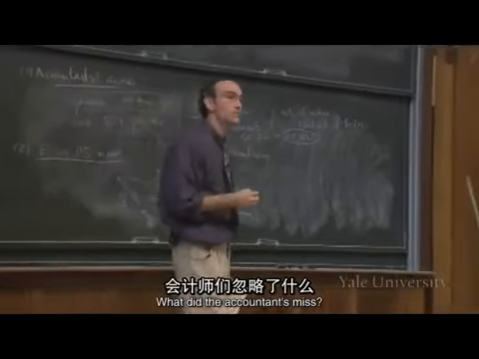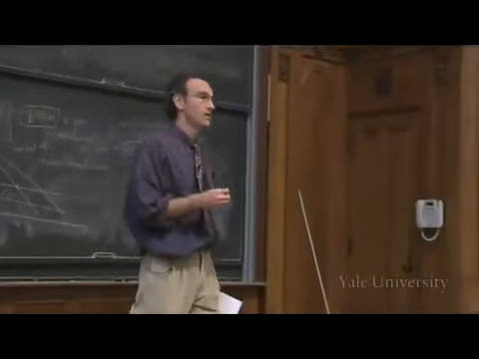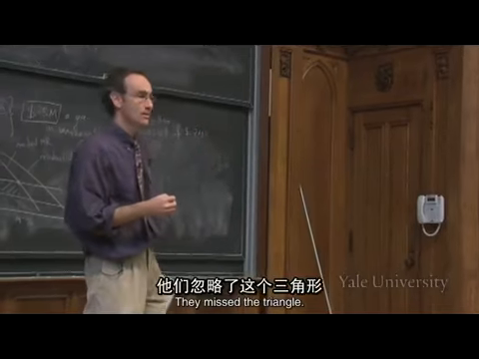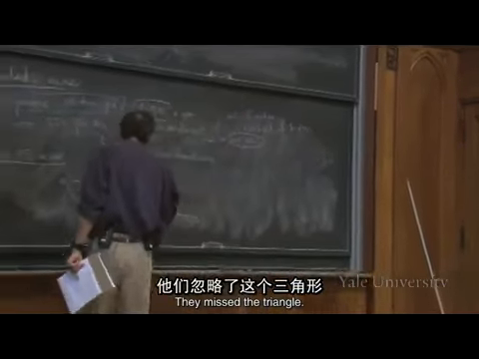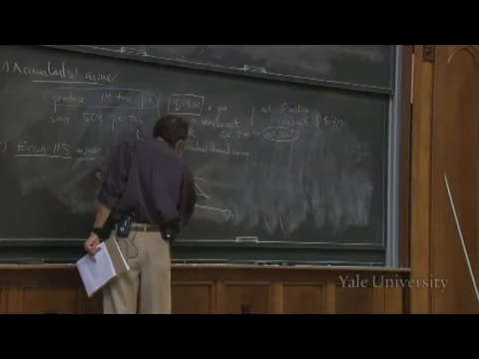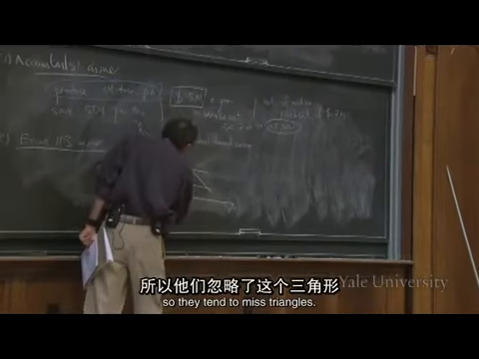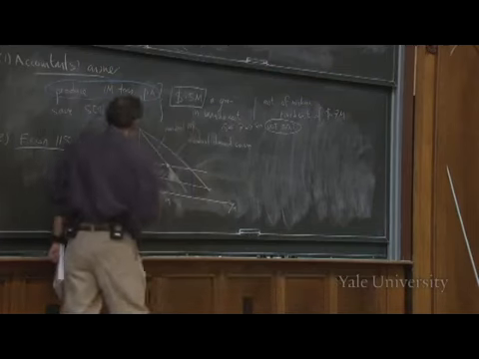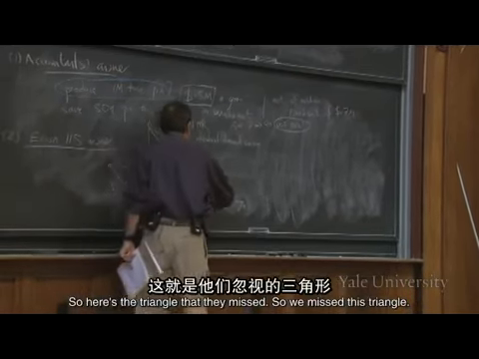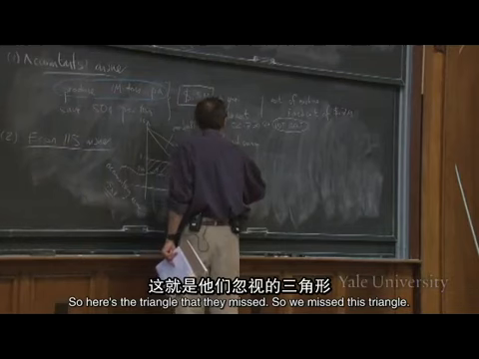And what did they miss? What did the accountants miss? They missed the triangle. They missed this triangle. So I told you they were boring. They're a little bit square, so they tend to miss triangles. So here's the triangle that they missed.